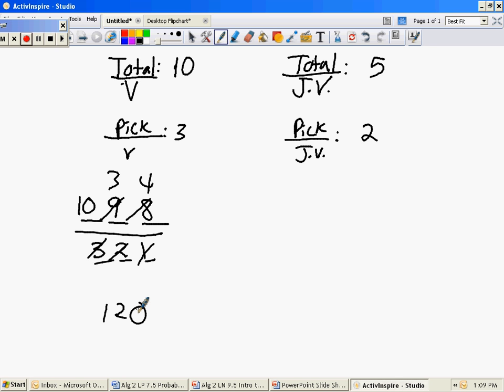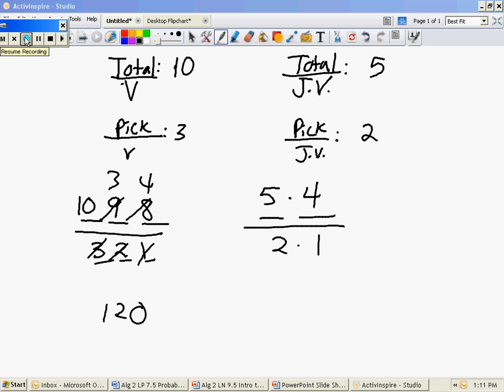Now we're going to do the same thing for the JV. Why don't you guys go ahead and do that for me? I'll wait for you for a second. Thank you. So this is how you find out the total number of ways you could pick 2 out of 5 JV kids, which is going to give me 10.